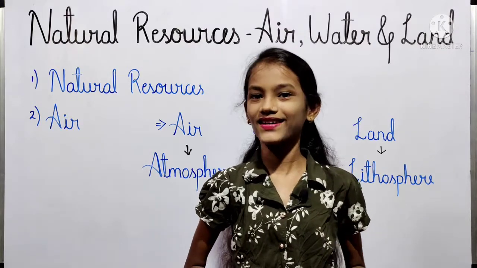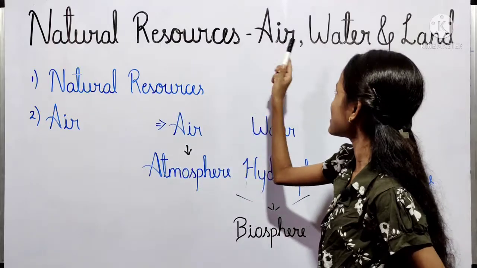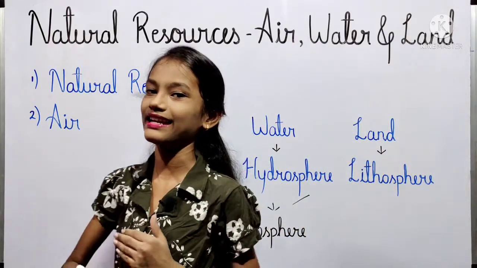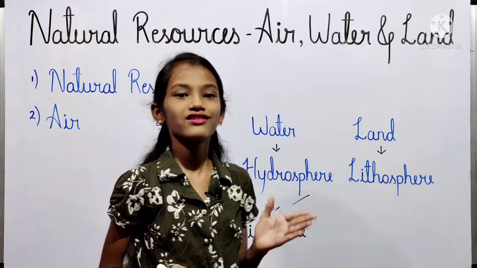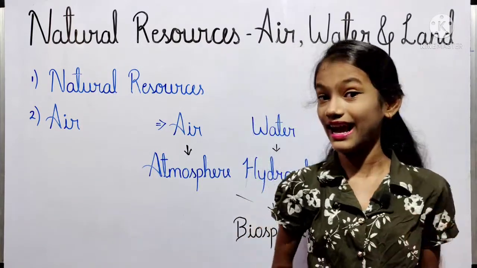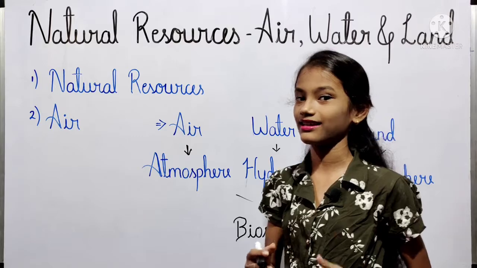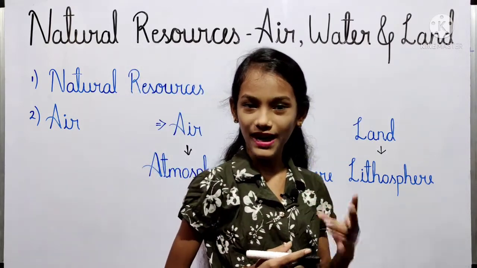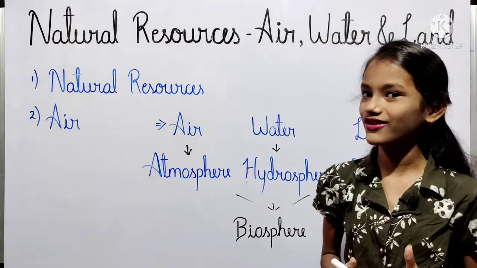And let's begin with our lesson, that is Natural Resources, Air, Water and Land. This chapter is of 6th standard and its subject is science. Natural resources, air, water and land means Prakrutik Sansadhan, Vayu, Jal aur Bhumi. So this chapter consists of two parts and now we will begin with our first part.